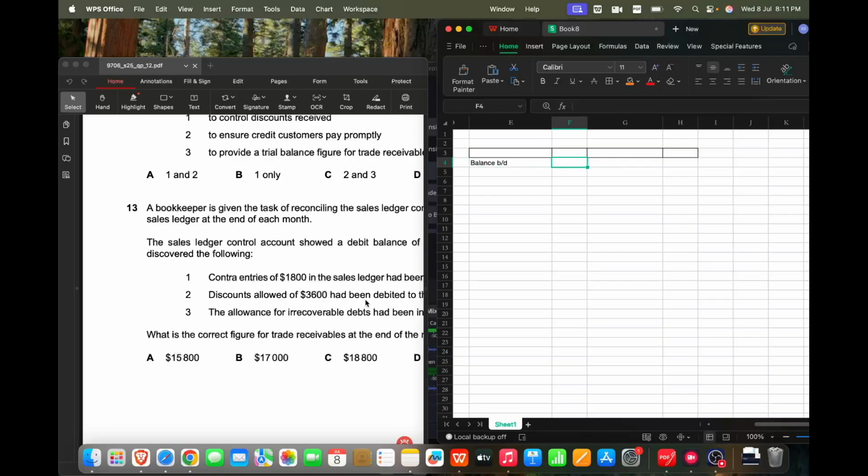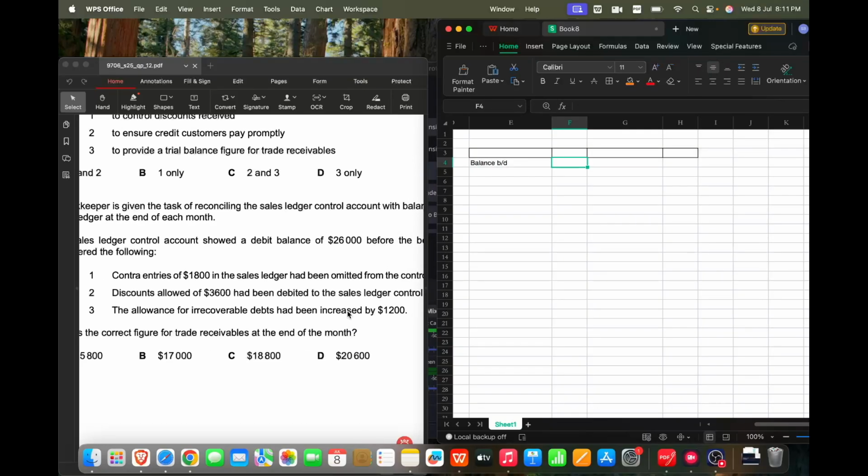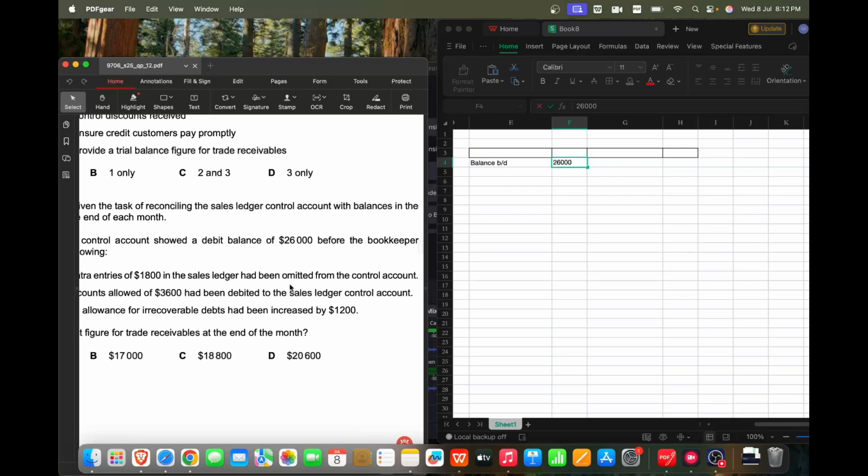And that amount is 26,000. Okay. Then the first adjustment says a contra entry of 1800 in the sales ledger control account, as the sales ledger had been omitted from the control account. So a contra entry basically means we need to subtract the amount both from the sales ledger control account as well as from the purchase ledger control account.